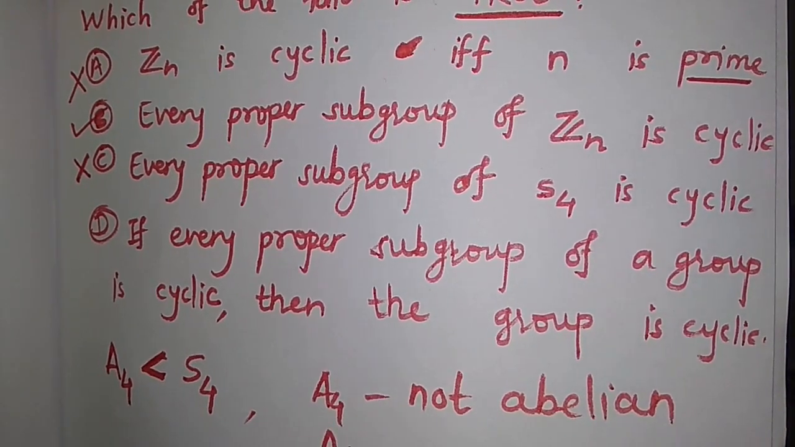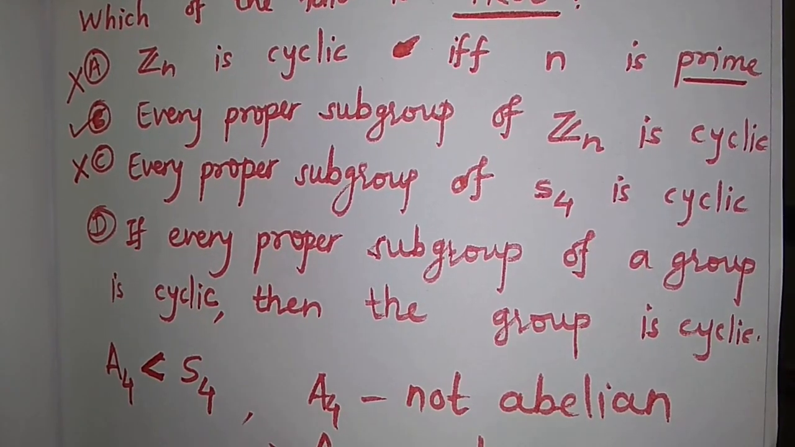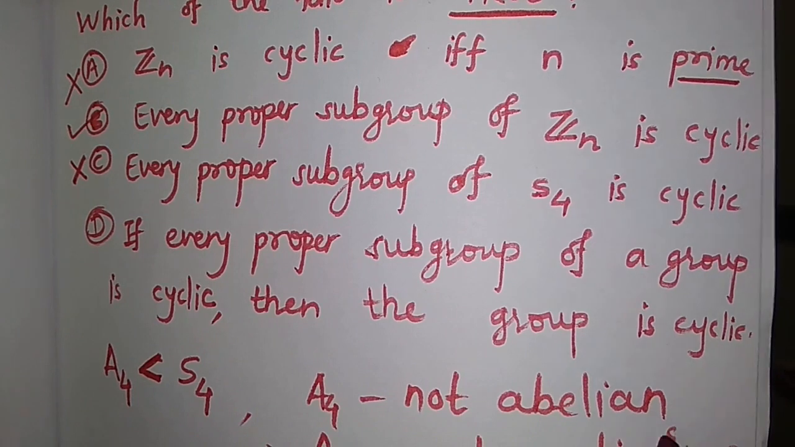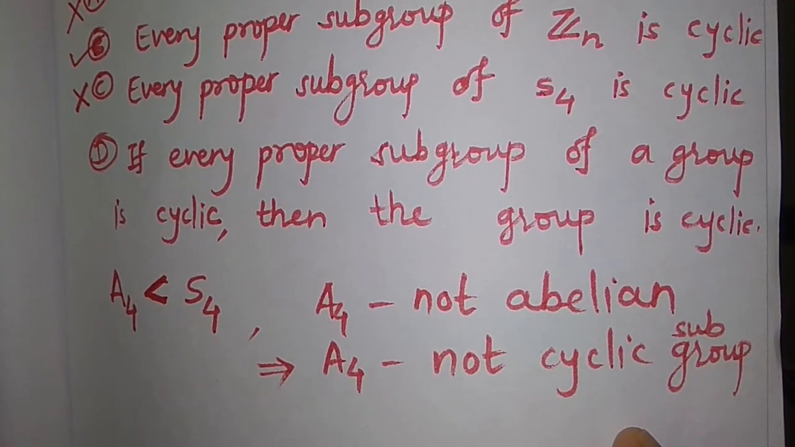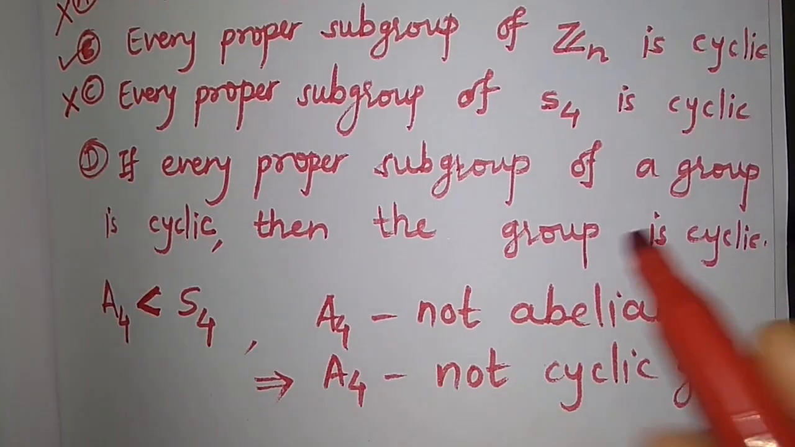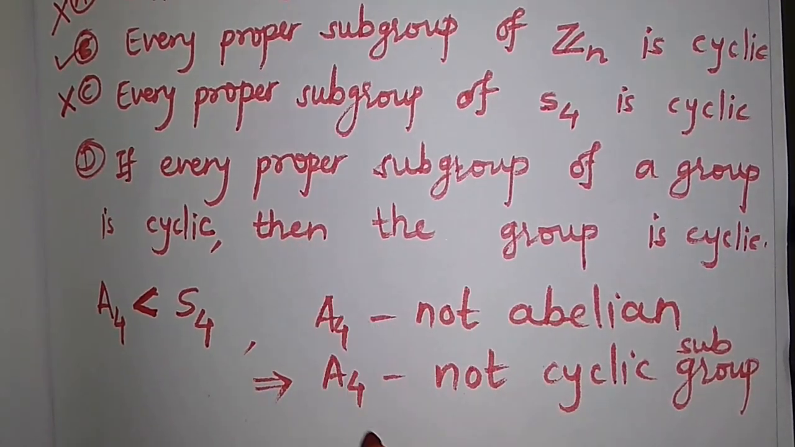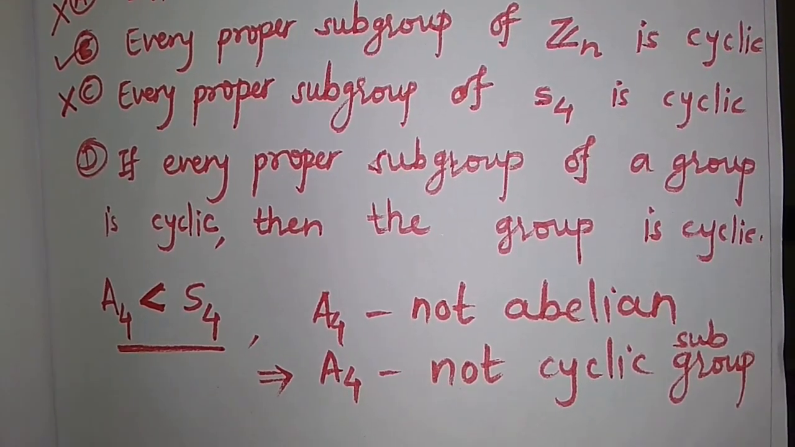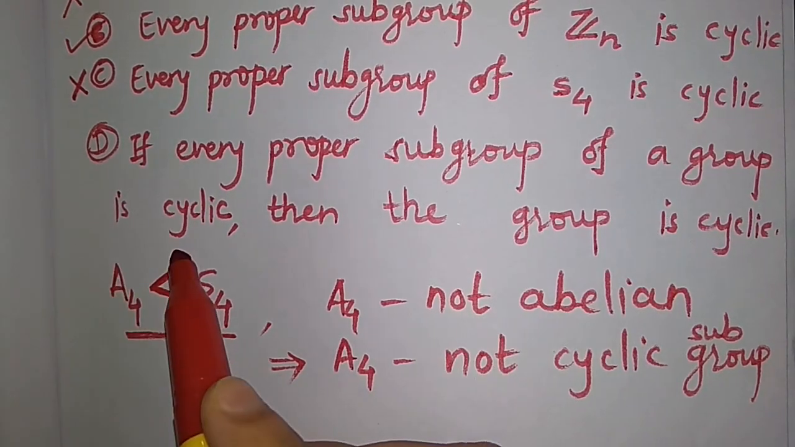So this implies A4 is not a cyclic subgroup, and hence every proper subgroup of S4 is not cyclic, because A4 is a counterexample. Now option D says that if every proper subgroup of a group is cyclic, then the group is cyclic.